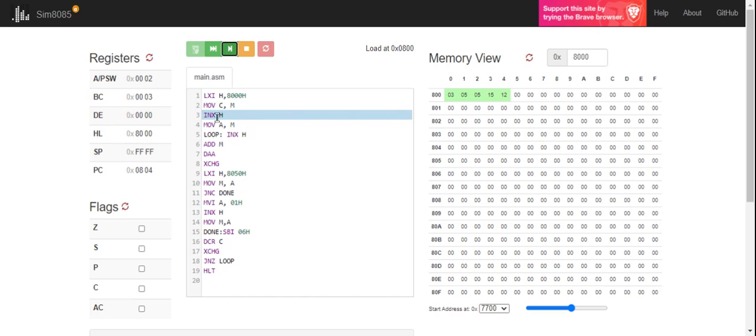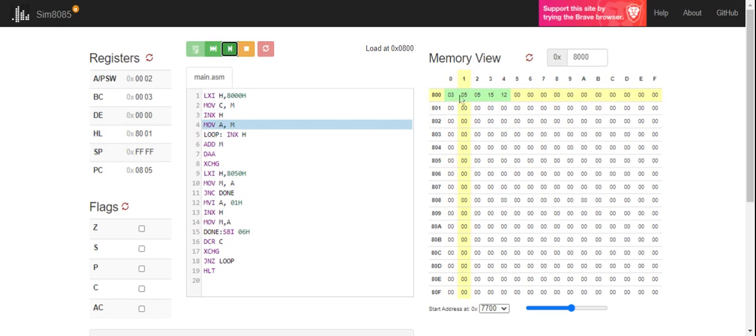What am I going to do next? I'm going to be getting my first input. So what am I going to do? I'm going to increment my HL register pair, which is having 8000. You can see that over here, HL is equal to 8000. When I increment that, what will happen? It will become 8001.